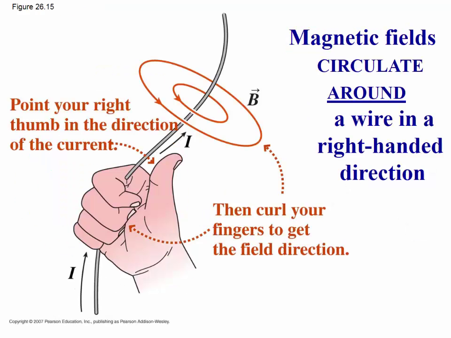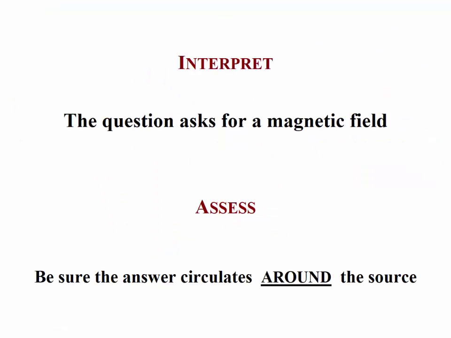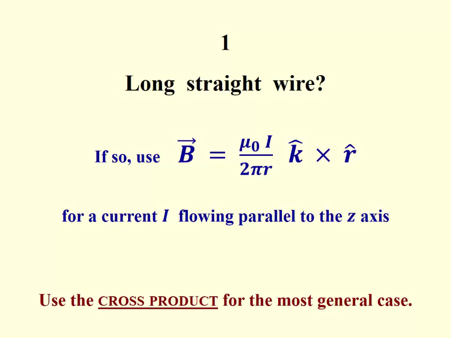The circulation of a magnetic field is understood from what's called the right-hand rule. If you grab a wire with your right hand and your thumb is in the direction of the current, the magnetic fields form closed loops that circle around the wire in the direction that your fingers curl around the wire. Interpretation of the problem starts with noticing that it's a magnetic field that you seek, and if that's the case, your assessment has to ensure that the answer you get circulates around that source, circulates around the wire.